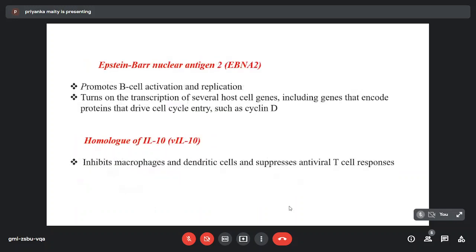Number three, Epstein-Barr nuclear antigen 2 or EBNA2. This promotes B cell activation and replication. It turns on the transcription of several host cell genes, including genes that encode proteins that drive cell cycle entry, such as cyclin D. Number four, viral homolog of interleukin 10. This inhibits macrophages and dendritic cells and suppresses antiviral T cell responses.